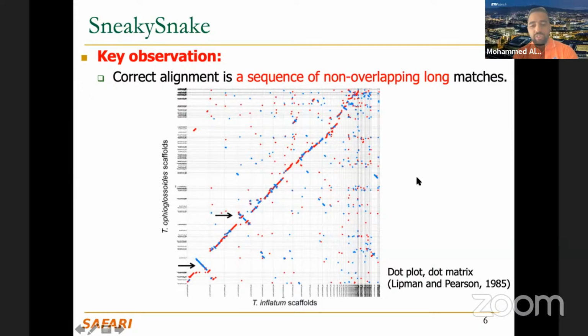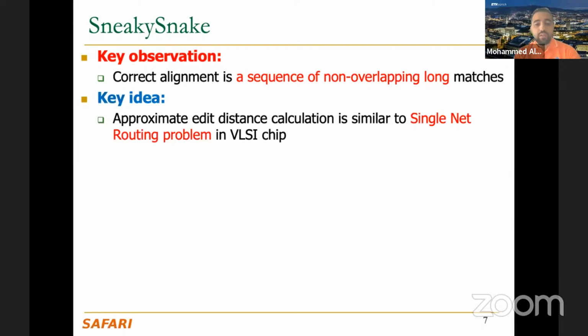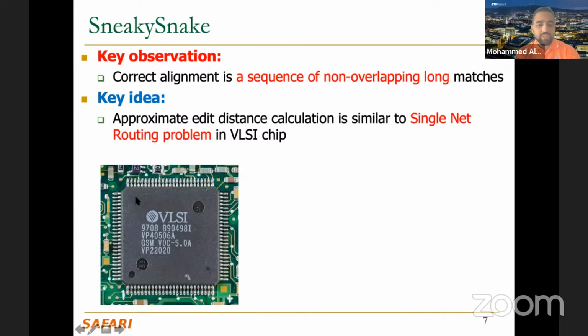Now, we leverage this observation, or we exploit it actually, to build the SneakySnake algorithm. The correct alignment is a sequence of non-overlapping long matches, and these are the things around the diagonal. So we said, okay, let's approximate edit distance calculation using what we call the single net routing problem in a VLSI chip. We observe that the single net routing problem is something very similar to connecting these dots or finding these long non-overlapping matches. How is that? This is a VLSI chip, which exists in any kind of electronics, in your phone, in your laptop, and so on.